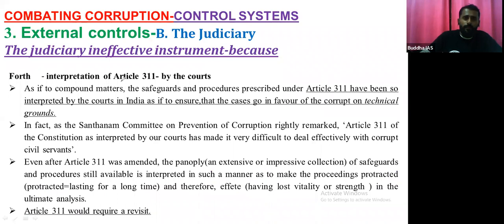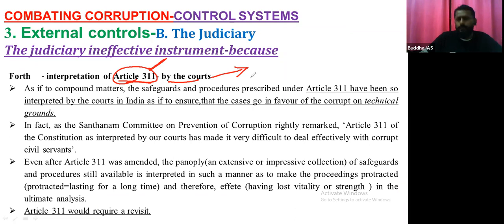Next, the most important one, Article 311. In fact, the Second ARC said that this article should be removed, repealed. And coming to Article 311 and the courts, the interpretation of Article 311 by the court is in such a way that it always benefits the person who is accused of corruption.